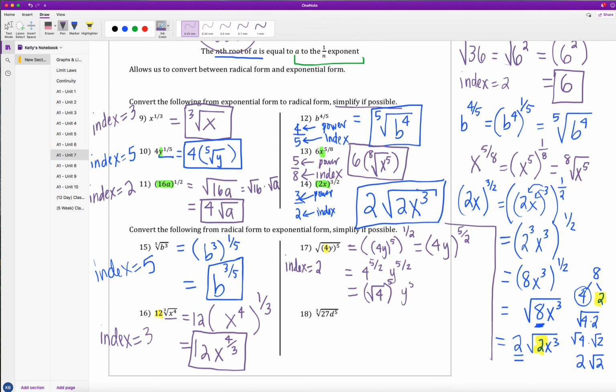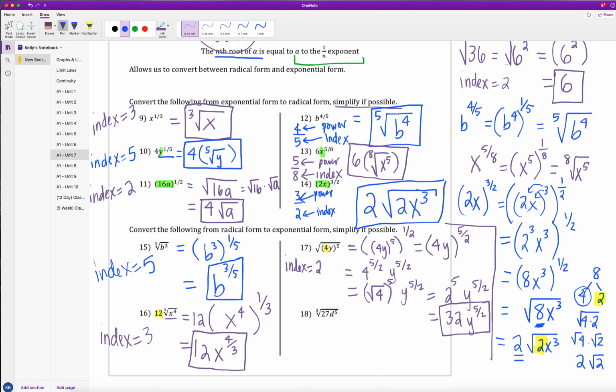It hasn't gone away. We know what the square root of 4 is. That's a perfect square, so I get 2, and then the 5th exponent is still there, as is the y to the 5/2. Then from there, 2 to the 5th, I can multiply out, and I would get 32 y to the 5/2 still. And that would be our final answer on example 17. We have to be careful with those coefficients and just make sure we simplify them all the way.